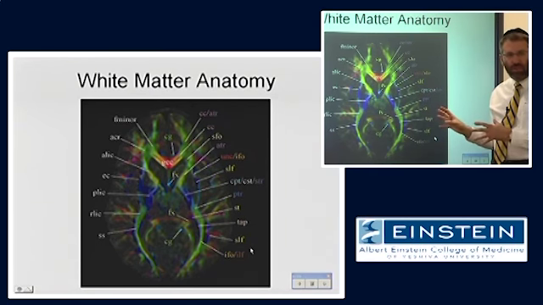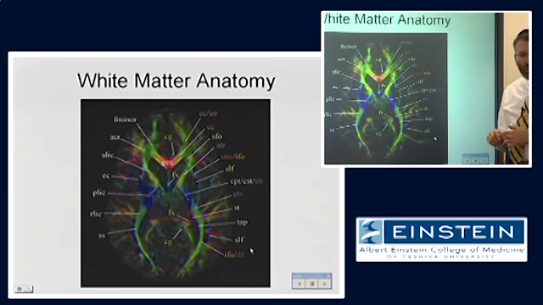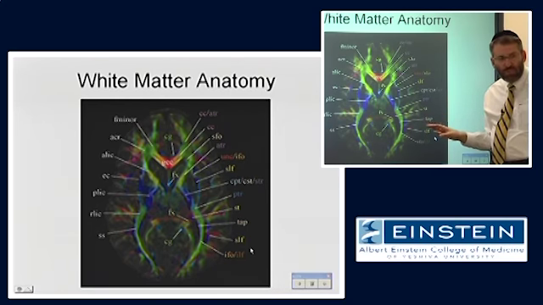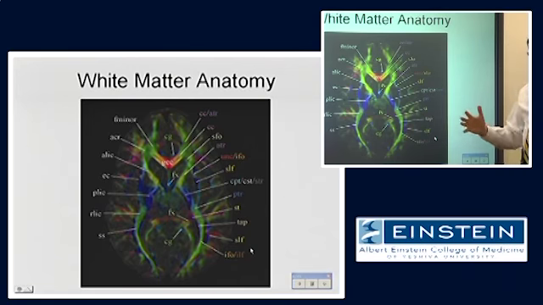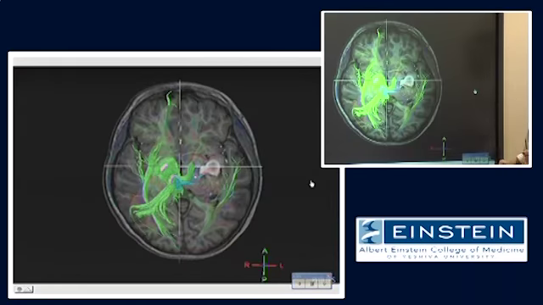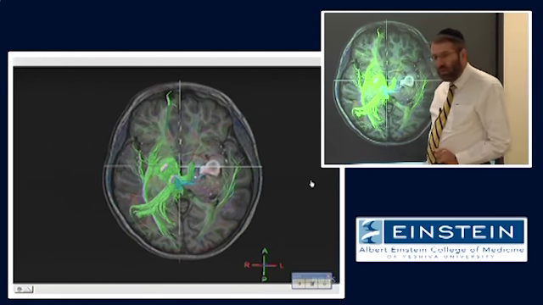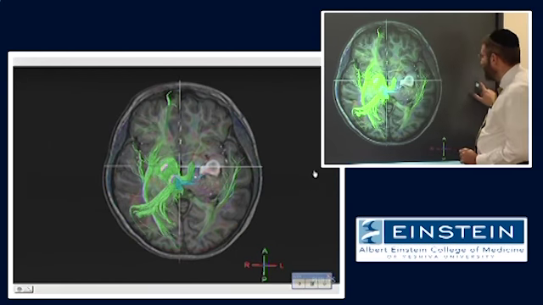Any questions about this? You should know that this approach, which is diffusion tensor imaging, is like a field unto itself. We're just trying to get some conceptual sense of what this is about. Now, we can also do things like this.